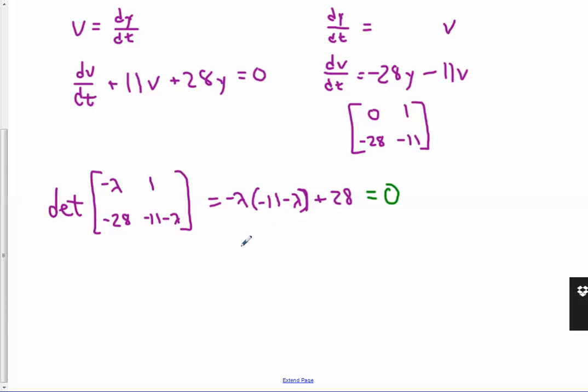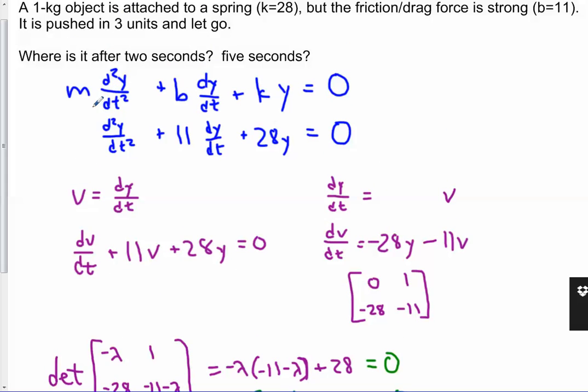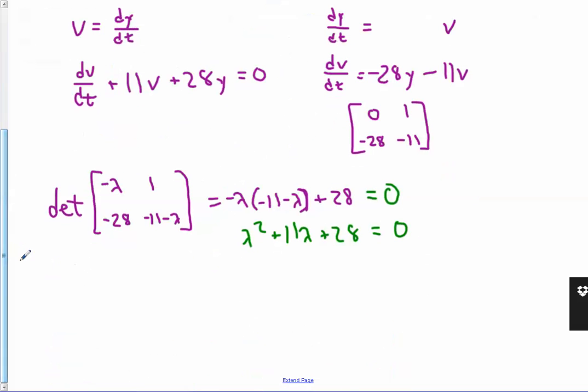And when we work this out, we get lambda squared plus 11 lambda plus 28 equals 0. And let me just point out that, and this will always happen, we get a characteristic equation, lambda squared, 1, 11, and 28, which were the original m, b, and k. And so we're solving the same characteristic equation that we would normally have solved if we did it the old way, just not changing it into a system. We would have written down this equation. So you see that in the end it kind of matches what we were doing before, and it's not a completely different type of approach, although there will be differences as we continue.